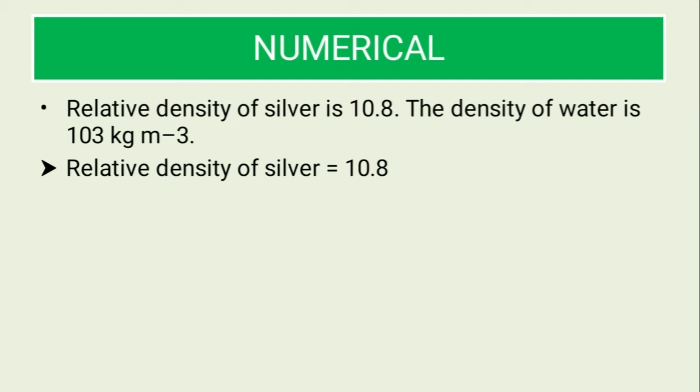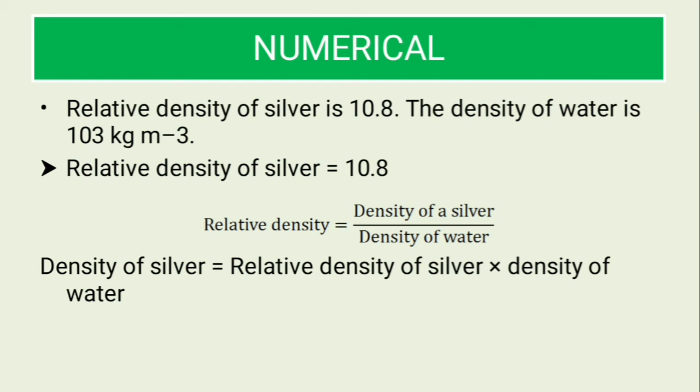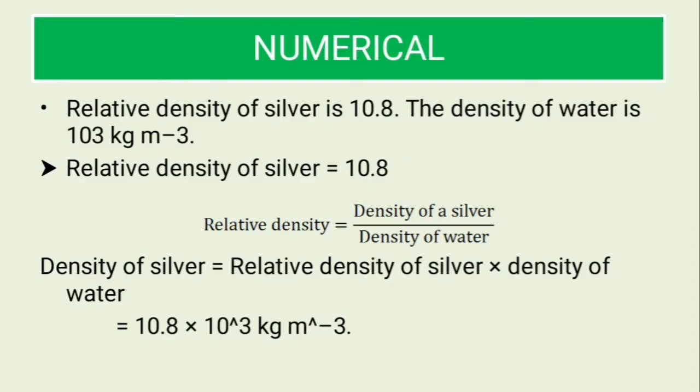Now, relative density is given as 10.8. How do you find the density of silver? You can find it by using the formula for relative density. So relative density is density of silver upon density of water. So what will be the density of silver? It will be equal to relative density of silver into density of water. So 10.8 into 10 raised to 3, this will give you how much?